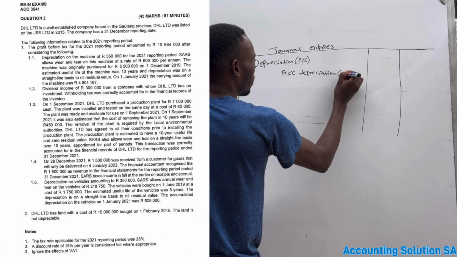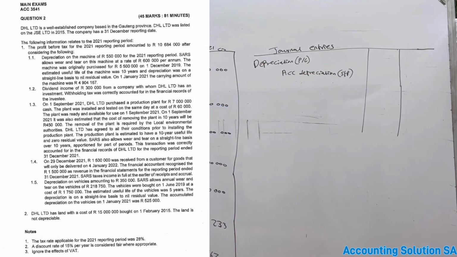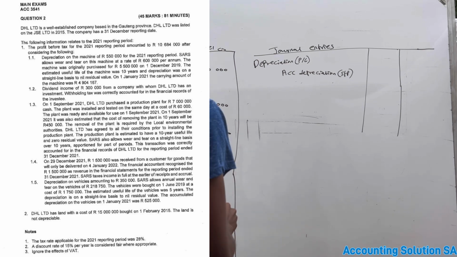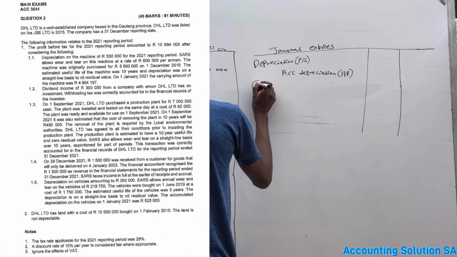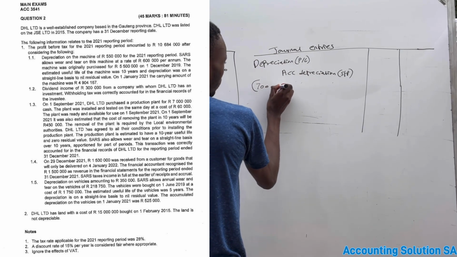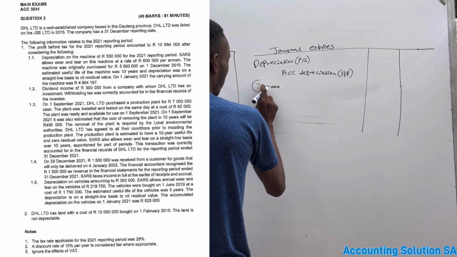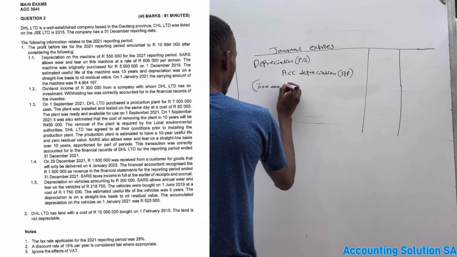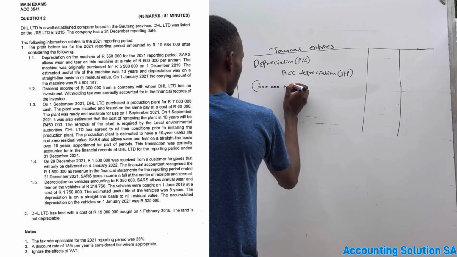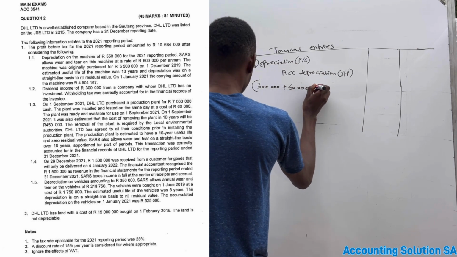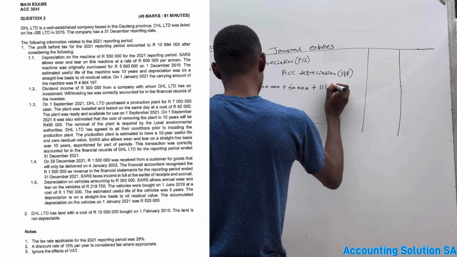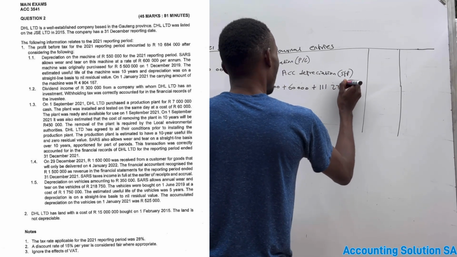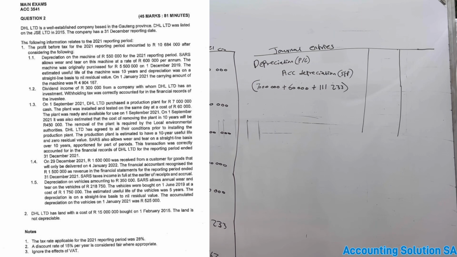Now how are we going to calculate depreciation? It's very simple. We must first add everything that forms part of the cost, which is 7 million, number one. Number two, we are going to add installation of 60,000, and we are going to add a dismantling cost of 111,233. I think that's all that forms part of the cost price in this case.